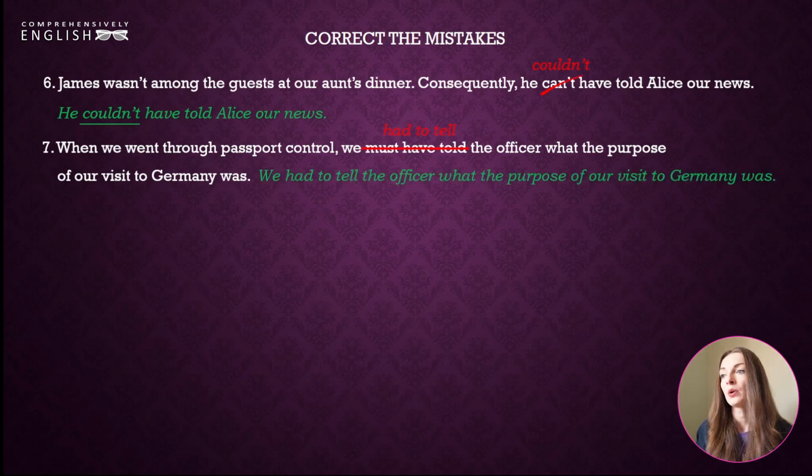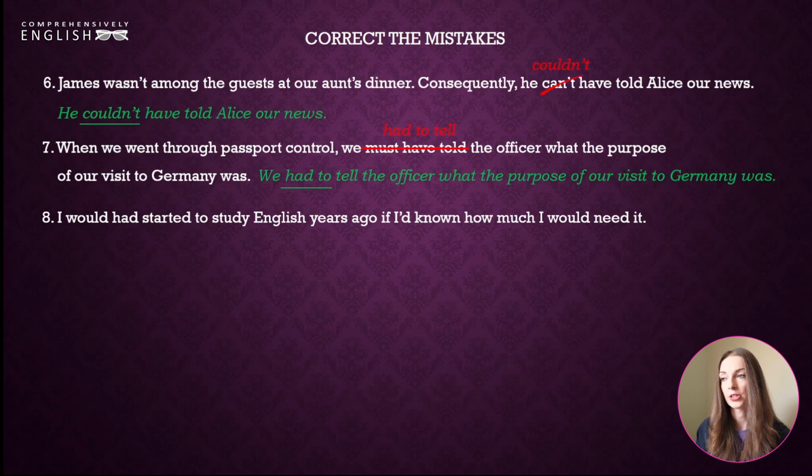So, okay, we had to tell the officer what the purpose of our visit to Germany was. I would have started to study English years ago if I'd known how much I would need it. What's wrong here? It's pretty easy, right? We cannot use had because we have already discussed that today and in the previous videos. Would is a modal verb and it should be followed by a bare infinitive. That is the infinitive that does not have the particle to.